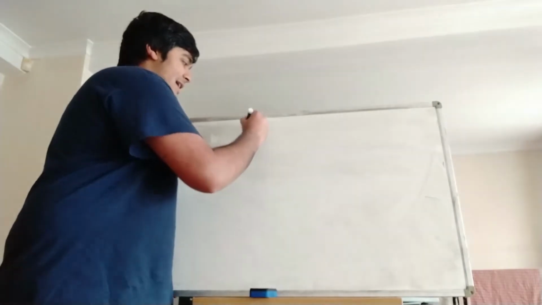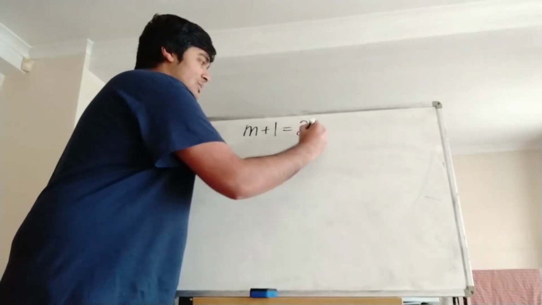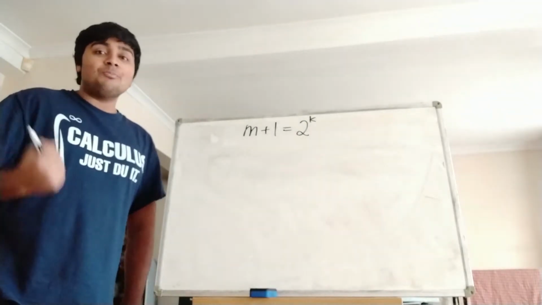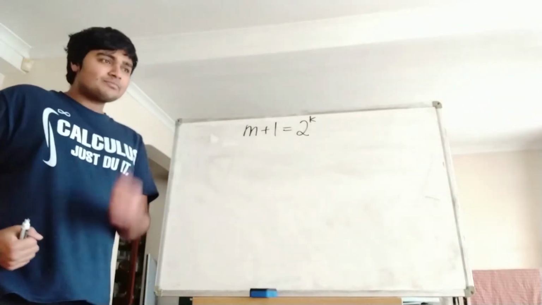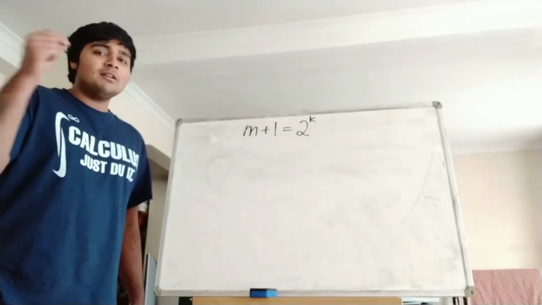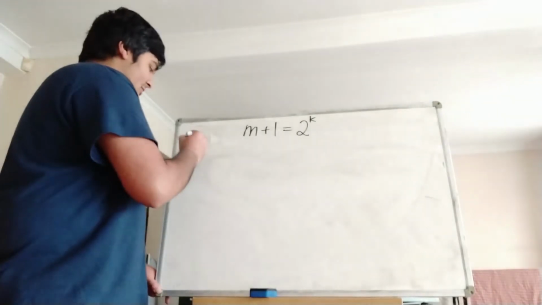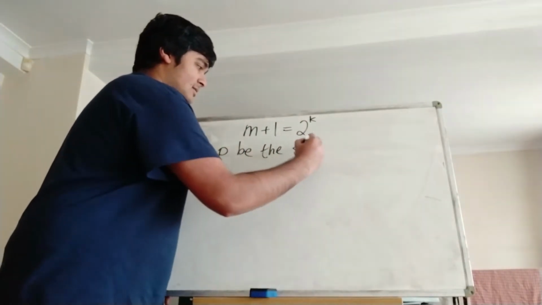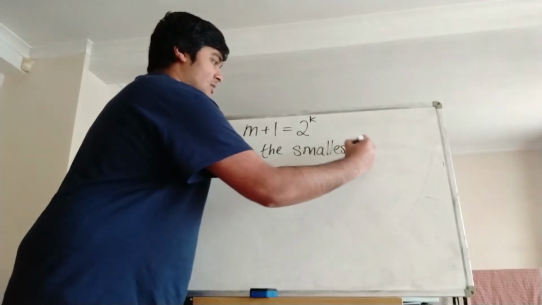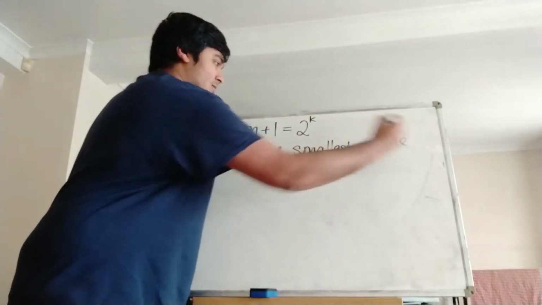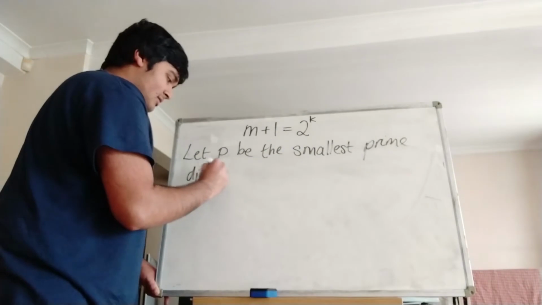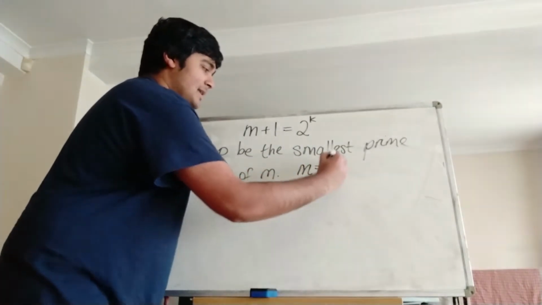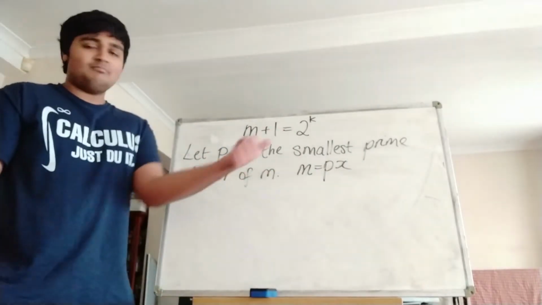So then we have that m plus 1 is a power of 2, so let's call it 2 to the k for some k. But also, because m is composite, certainly it has some prime divisors. So without loss of generality, let p be its smallest prime divisor. So let p be the smallest prime divisor of m. So then that means we can write m equals p times x for some natural number x.